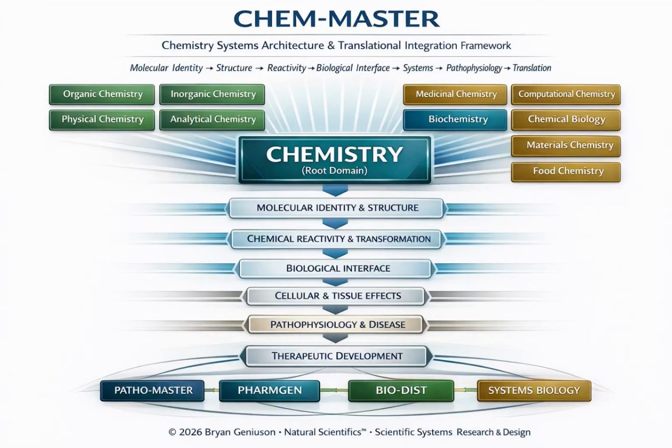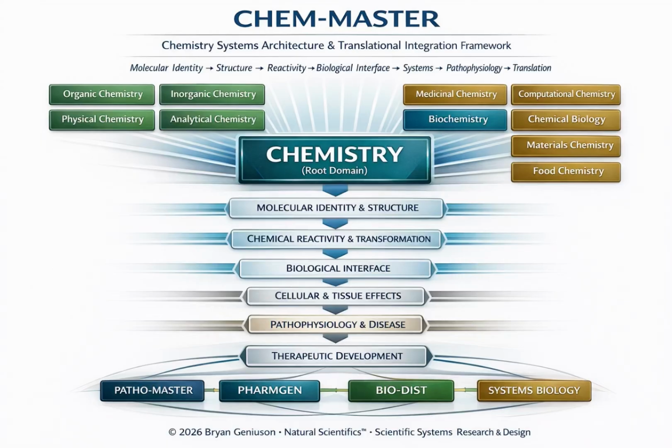From a systems biology perspective, these processes can be mapped across interconnected molecular networks involving gene expression, protein interactions, and metabolic pathways. These interactions scale into cellular and tissue-level effects. Cells respond to chemical stimuli through adaptation, stress responses, and regulatory signaling. These responses propagate across tissues and organ systems, influencing physiological processes such as metabolism, immune function, and neural communication.